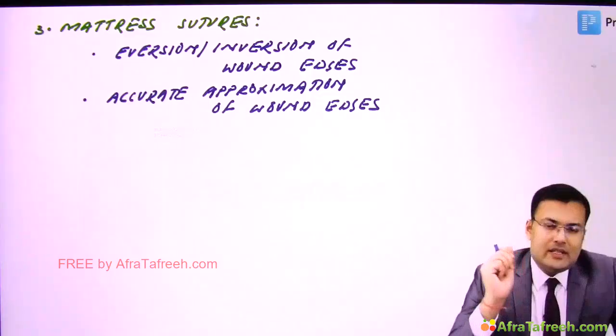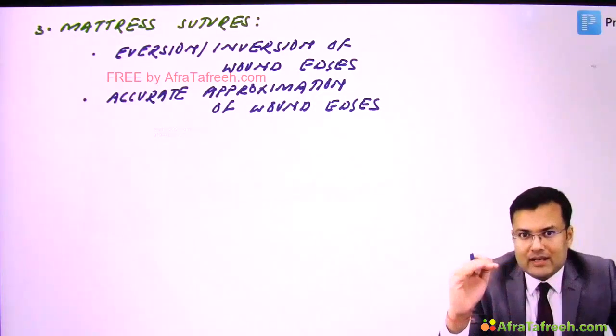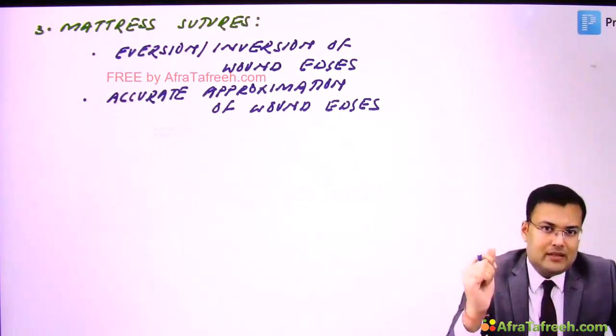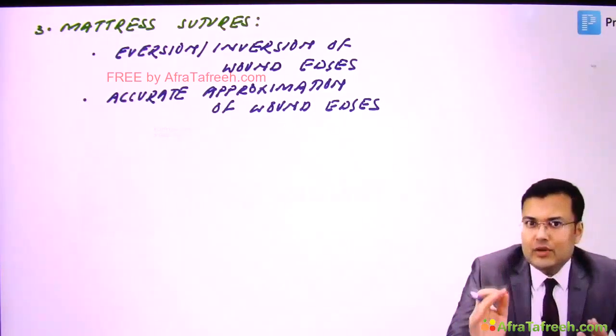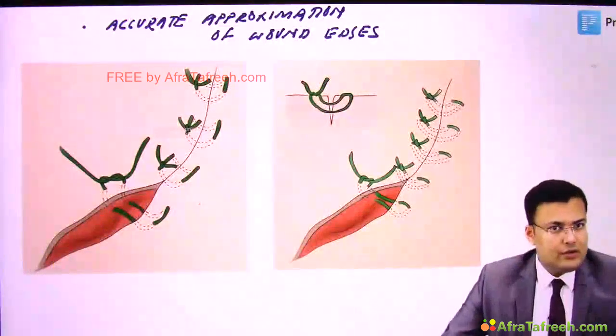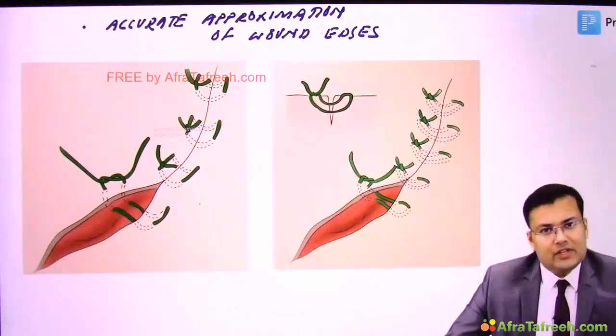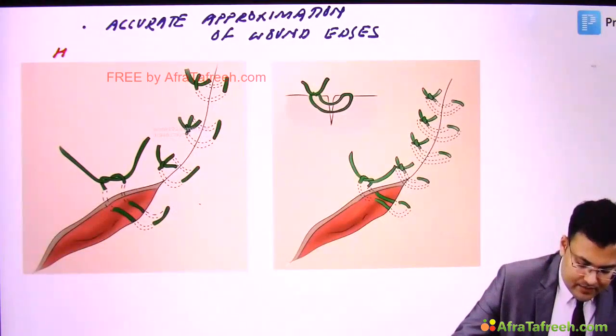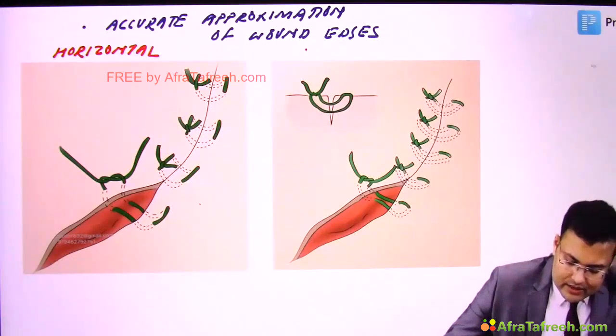Now two types of mattress are there. One is horizontal mattress and the second is vertical mattress. It's very easy to remember and very easy to differentiate. Now if you see, the first one is horizontal mattress and the second is vertical mattress. What's the difference?